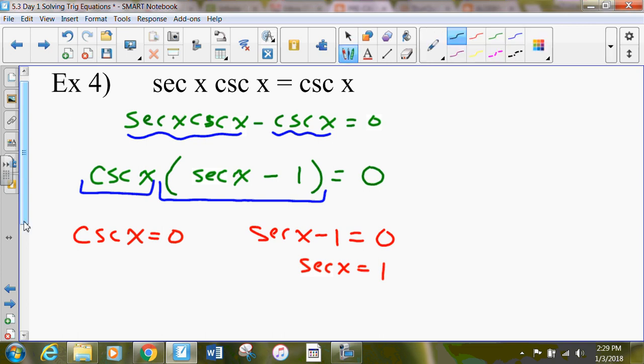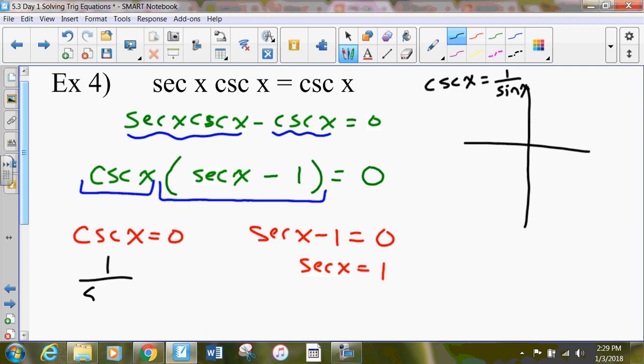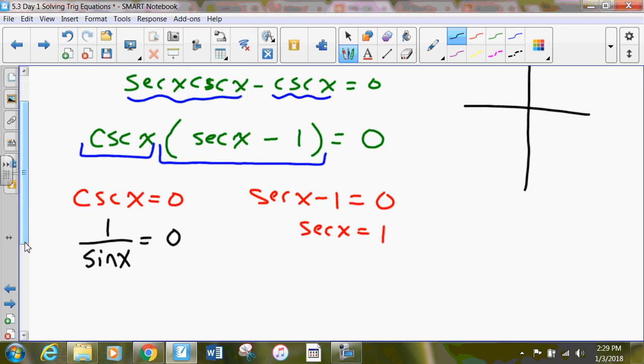All right, let's look at cosecant. First of all, we know that cosecant is the same thing as 1 over sine, right? So really we're saying, hey, when does 1 over sine x equal 0? I'm hoping that you're saying right now out loud or in your head, never, right? 1 over something is never going to give me 0. And so this is impossible right here. We're not going to get an answer from this part of our equation.